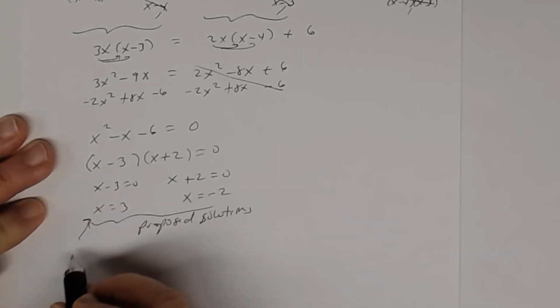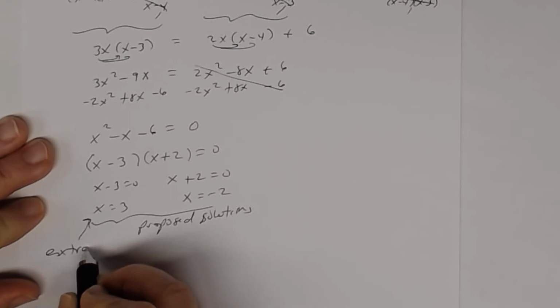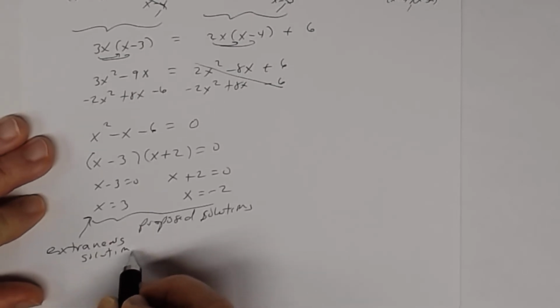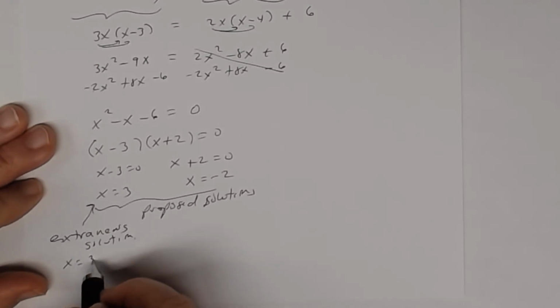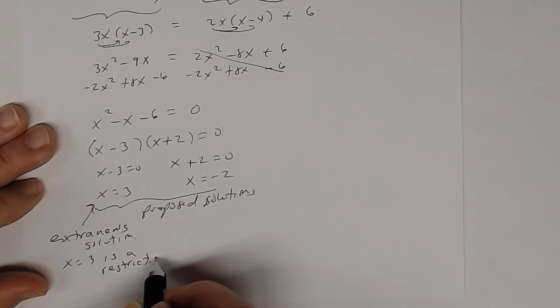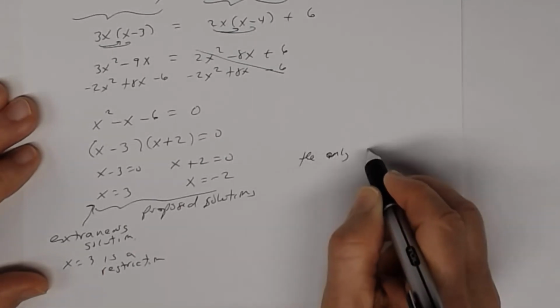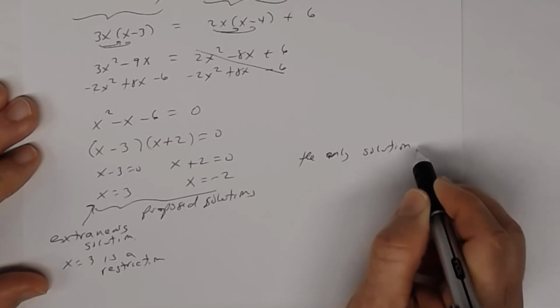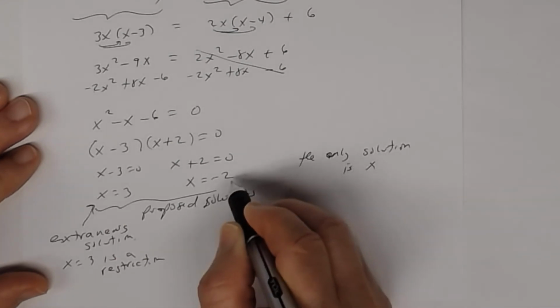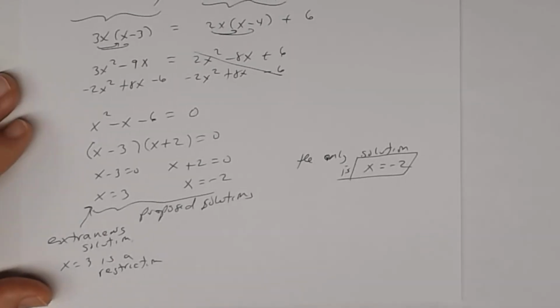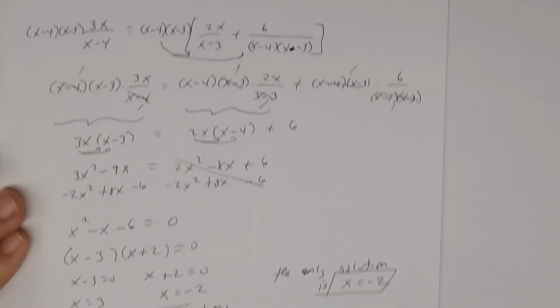So this right here is an extraneous solution. Extraneous solution. It's a restriction, right? x equal 3 is a restriction. So you're going to say the only solution is x equal negative 2. Okay, that's the only solution.